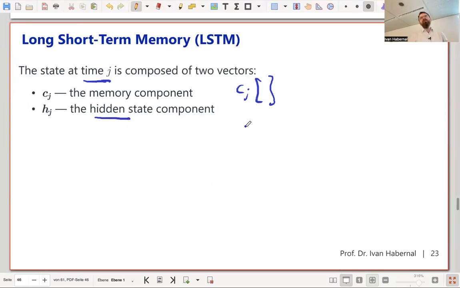Why is it hidden? Maybe it's not hidden. If you have a network, you can look at all these matrices, so not hidden, but maybe hidden from the perspective of the network because it's not outputted. Maybe it is. Anyway, we have this h_j, which is another vector. So this is a state. Previously we had a state which was one vector. Now we have it in two parts, and we've split it. This is our design choice. Cool.